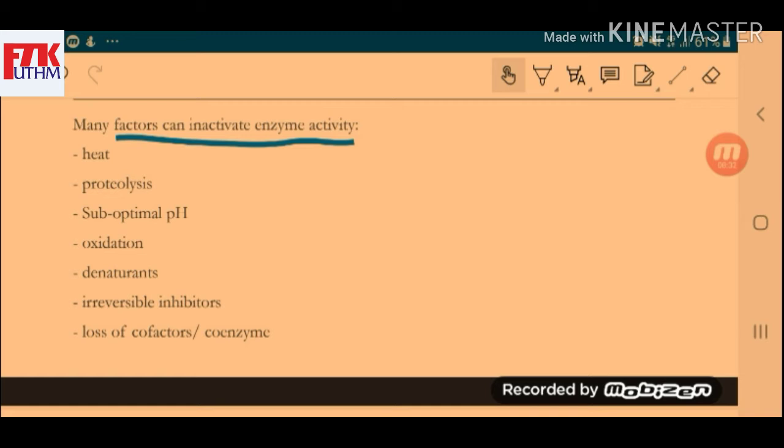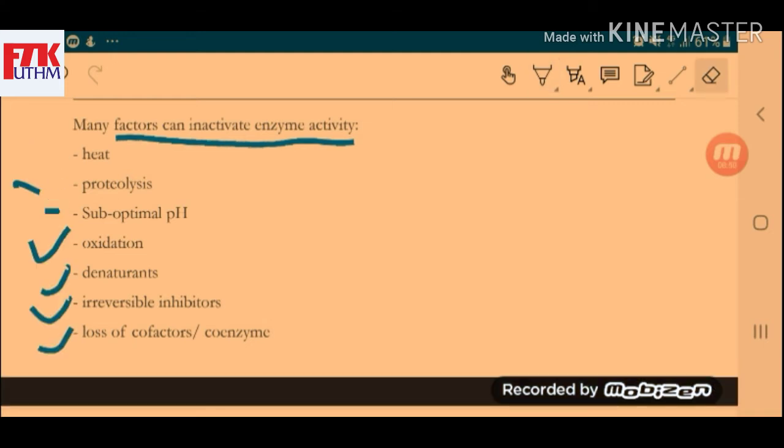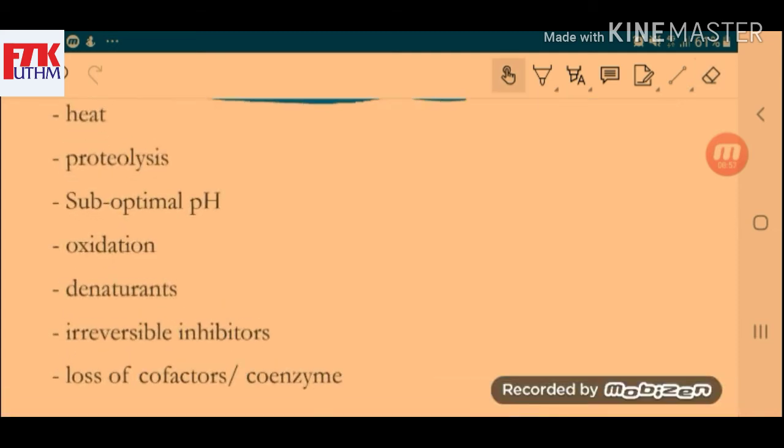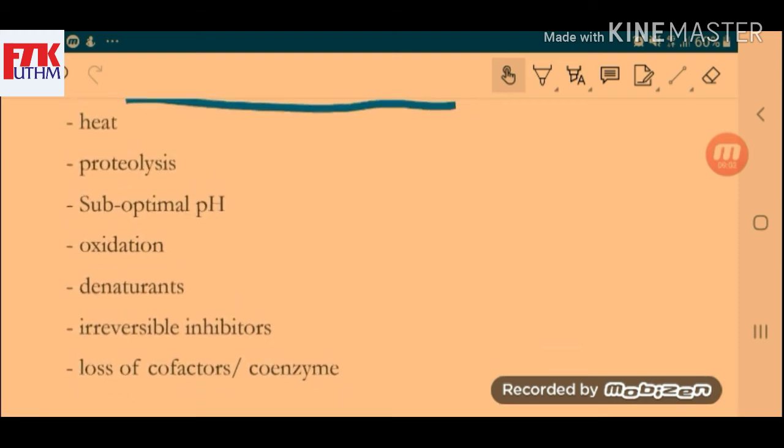So what are those? Those are heat, proteolysis, suboptimal pH, oxidation, denaturants, irreversible inhibitors, and loss of cofactors or coenzyme. Okay, so let's look at it one by one. So I know that we have covered this before, a little bit of it in the previous lectures, but we will touch on it a little bit here as well.